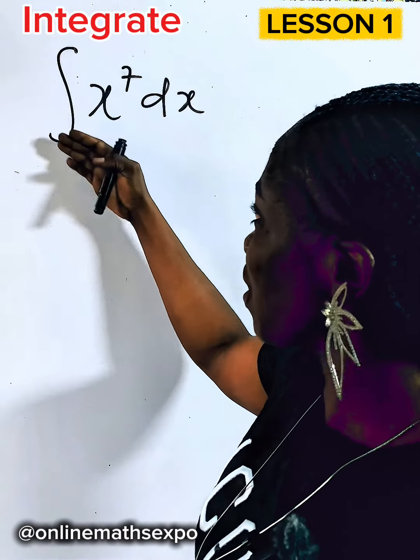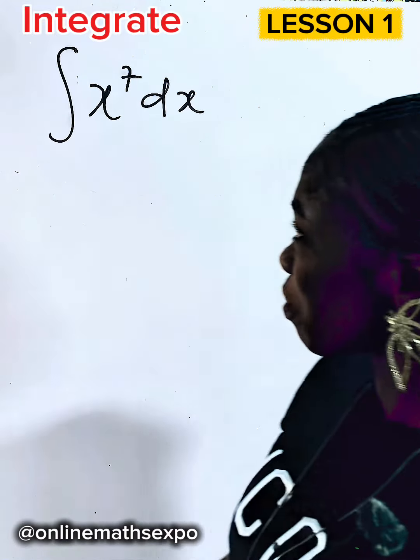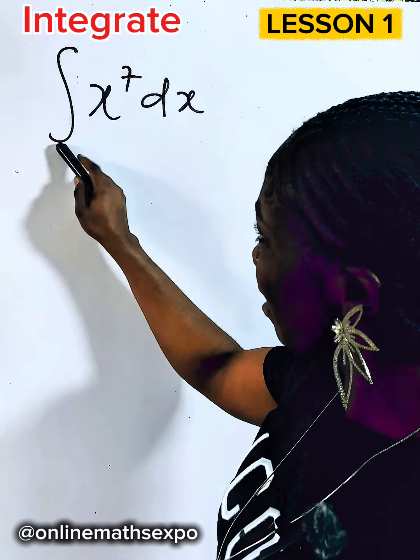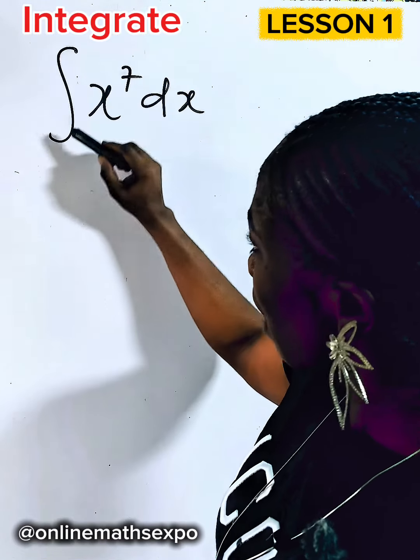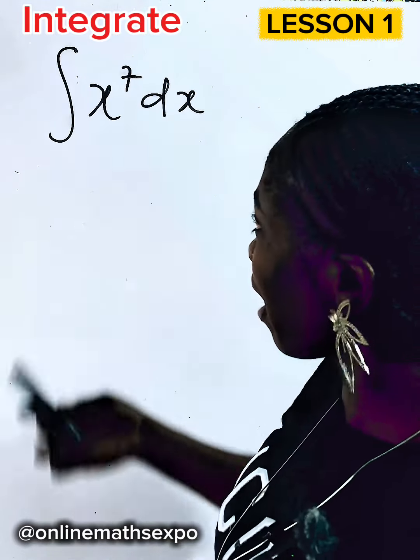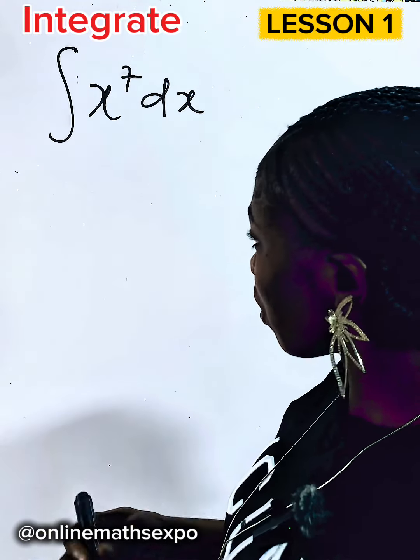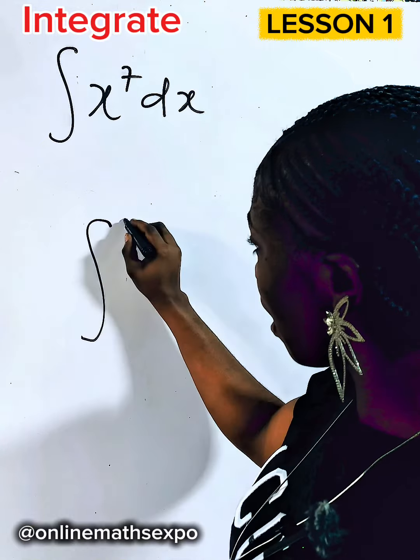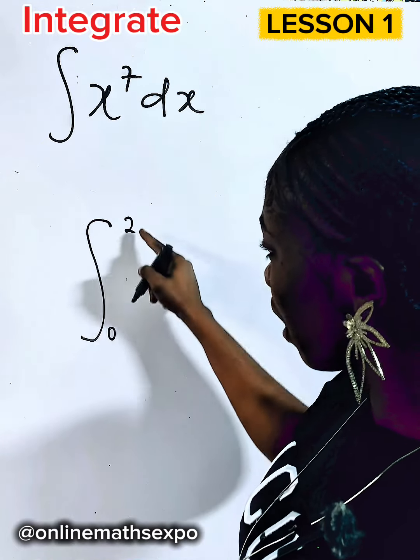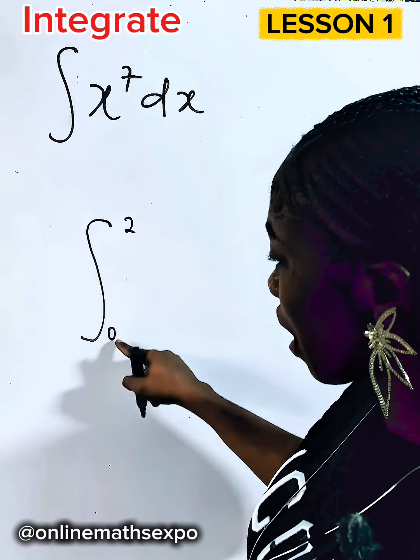Now, when you see this, did you observe anything? You observe that in this integral sign, there is no value at the top and the bottom. So whenever you have an integral problem where there is no value here and here, just like this, you see here is 2, here is 0. You see that this has value at the top and the bottom.